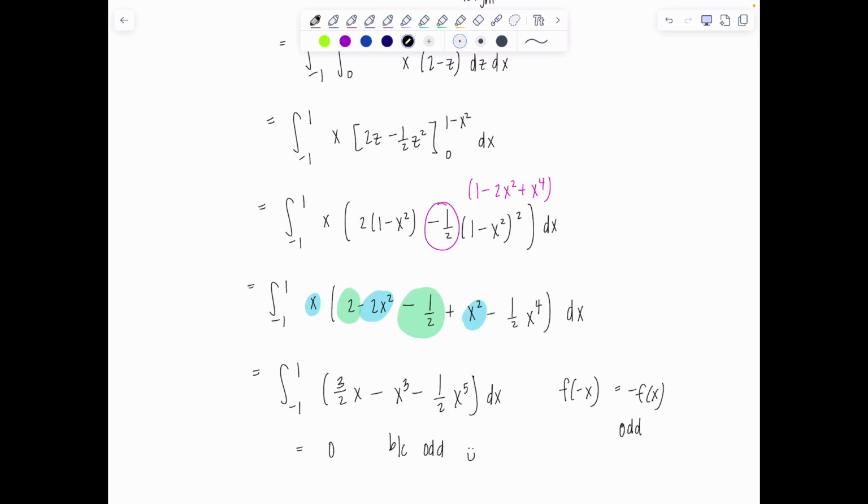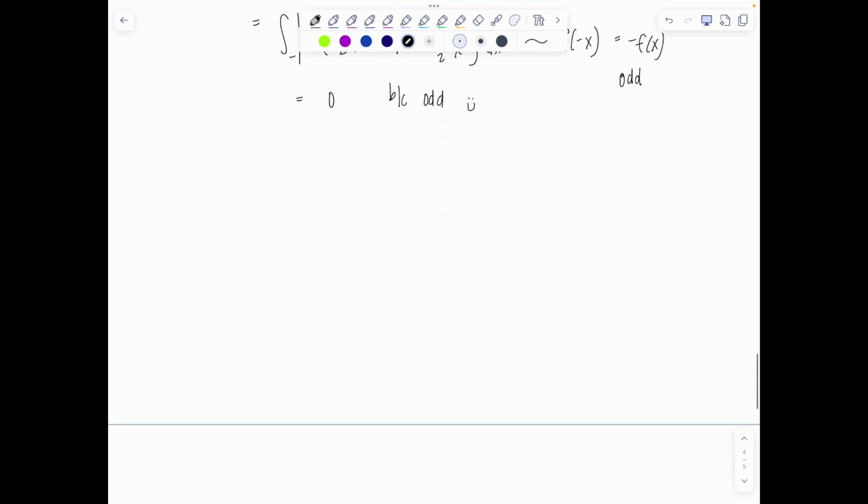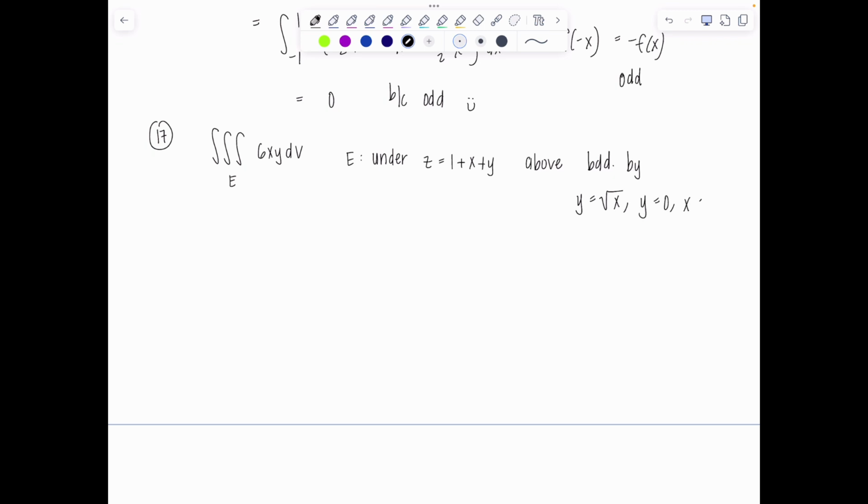Okay, 17 now. Did I do that one? Yes, I did 17. Okay, who needed 17? Me. Mustafa, okay. 17 is triple integral over E of 6xy dV. E lies under the plane z equals 1 plus x plus y, and then above the region in the xy plane bounded by the curves y equals rad x, y equals 0, x equals 1.